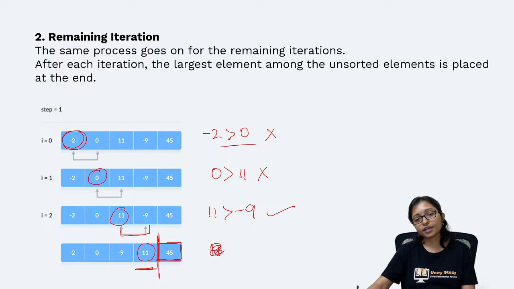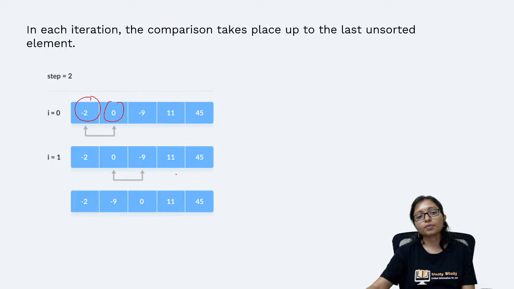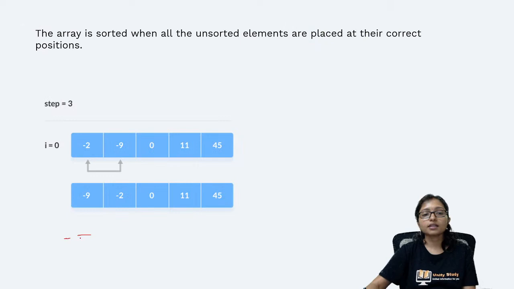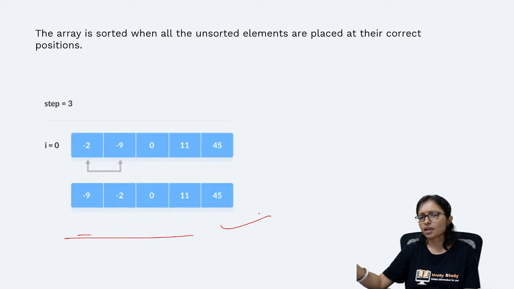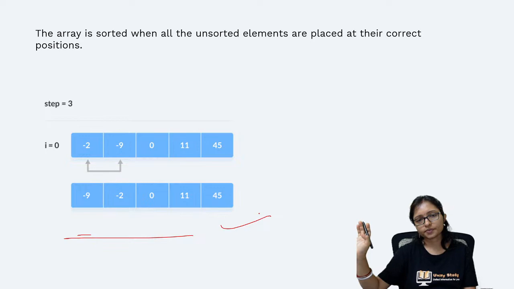So n minus 1 passes I did. After that, the same way this comparison goes on, and finally after the comparisons you get the final answer. That is bubble sort. Clear? I hope it is clear. Clear to everyone how bubble sort is going on? Yes. So that's why, what is going on here?